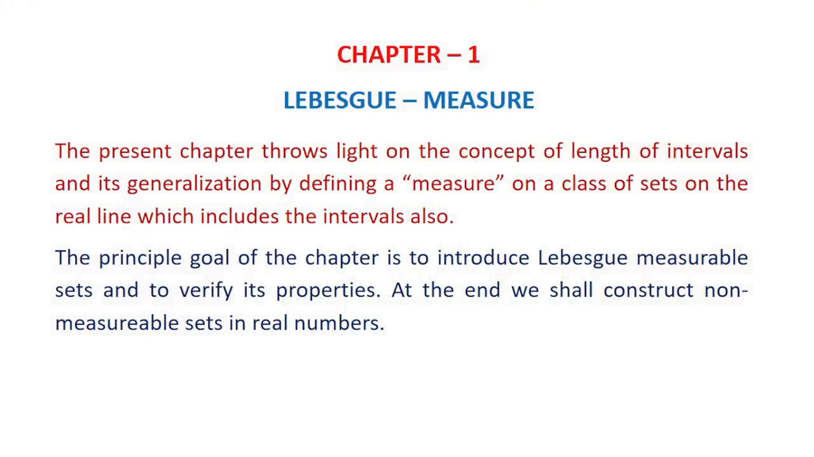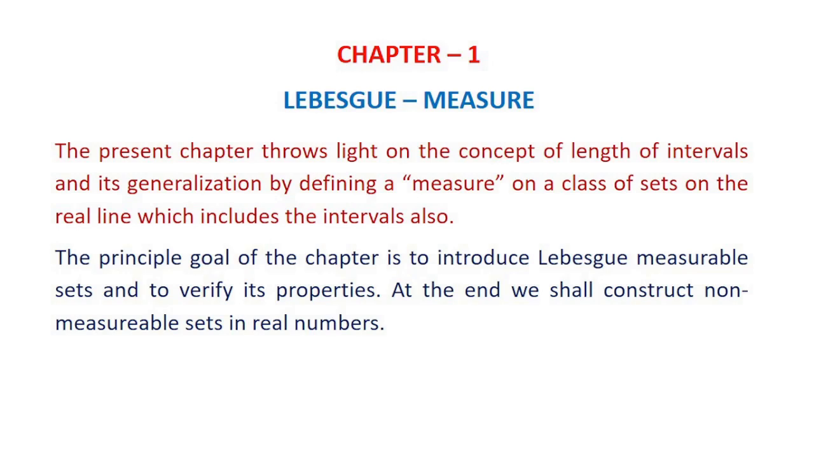So the chapter one is Lebesgue Measure. Let us discuss some basics of this chapter, what we need to do and what we have to find and discuss. The present chapter throws light on the concept of length of intervals. Obviously, we all know what is the length of an interval. It is the last point minus the first point. For example, if the interval is AB, whether it is closed, open, or semi-closed, it doesn't matter. Its length will be B minus A, but this concept is only valid for intervals.